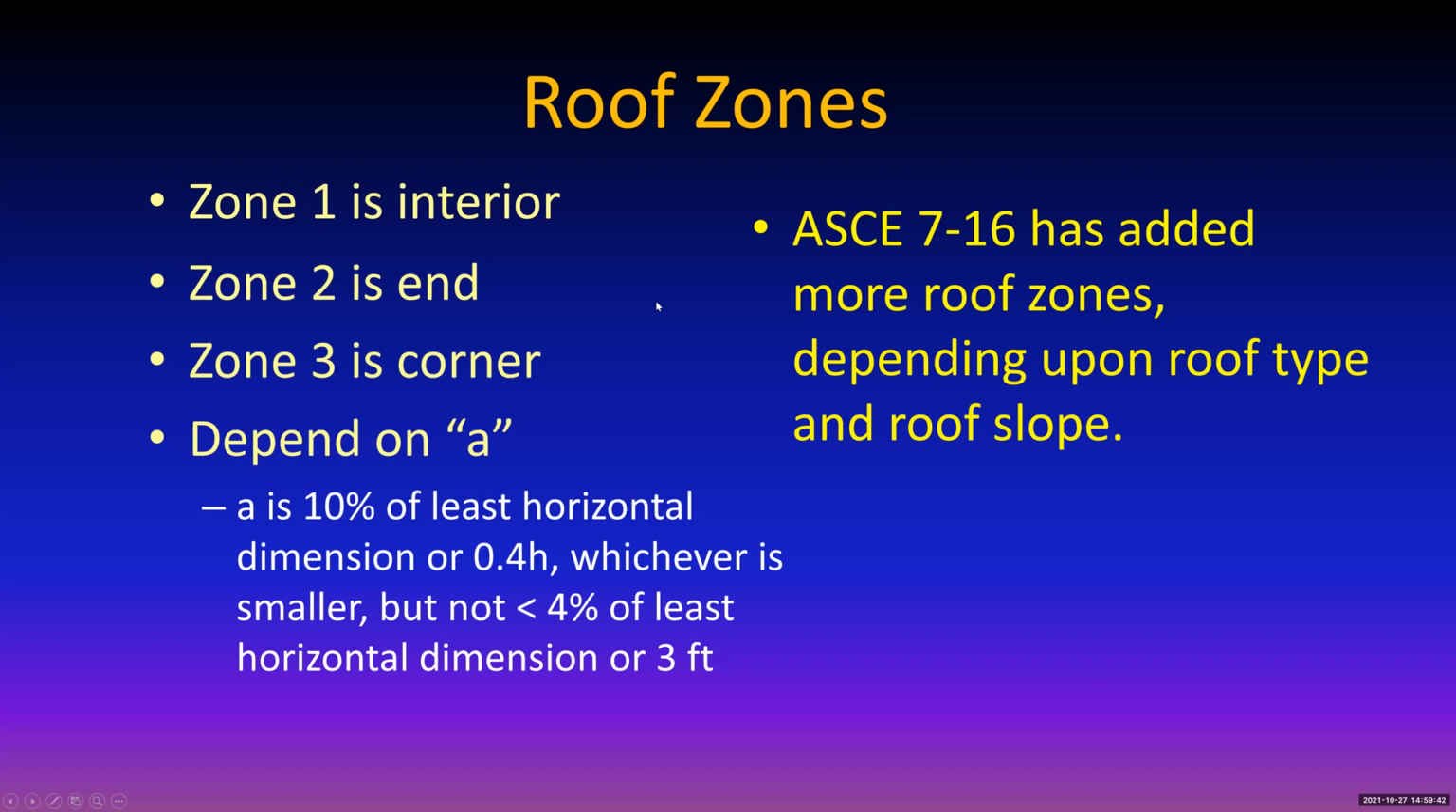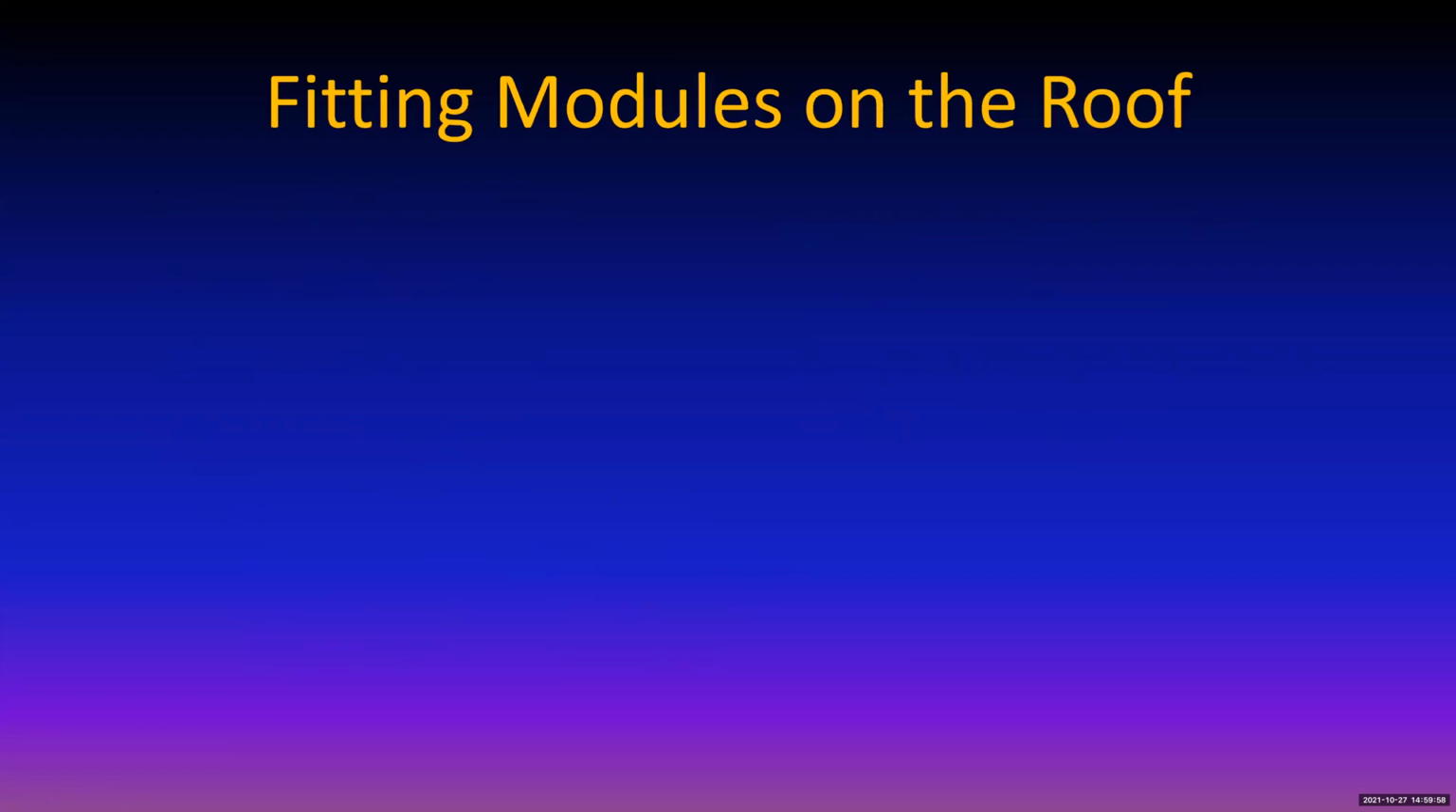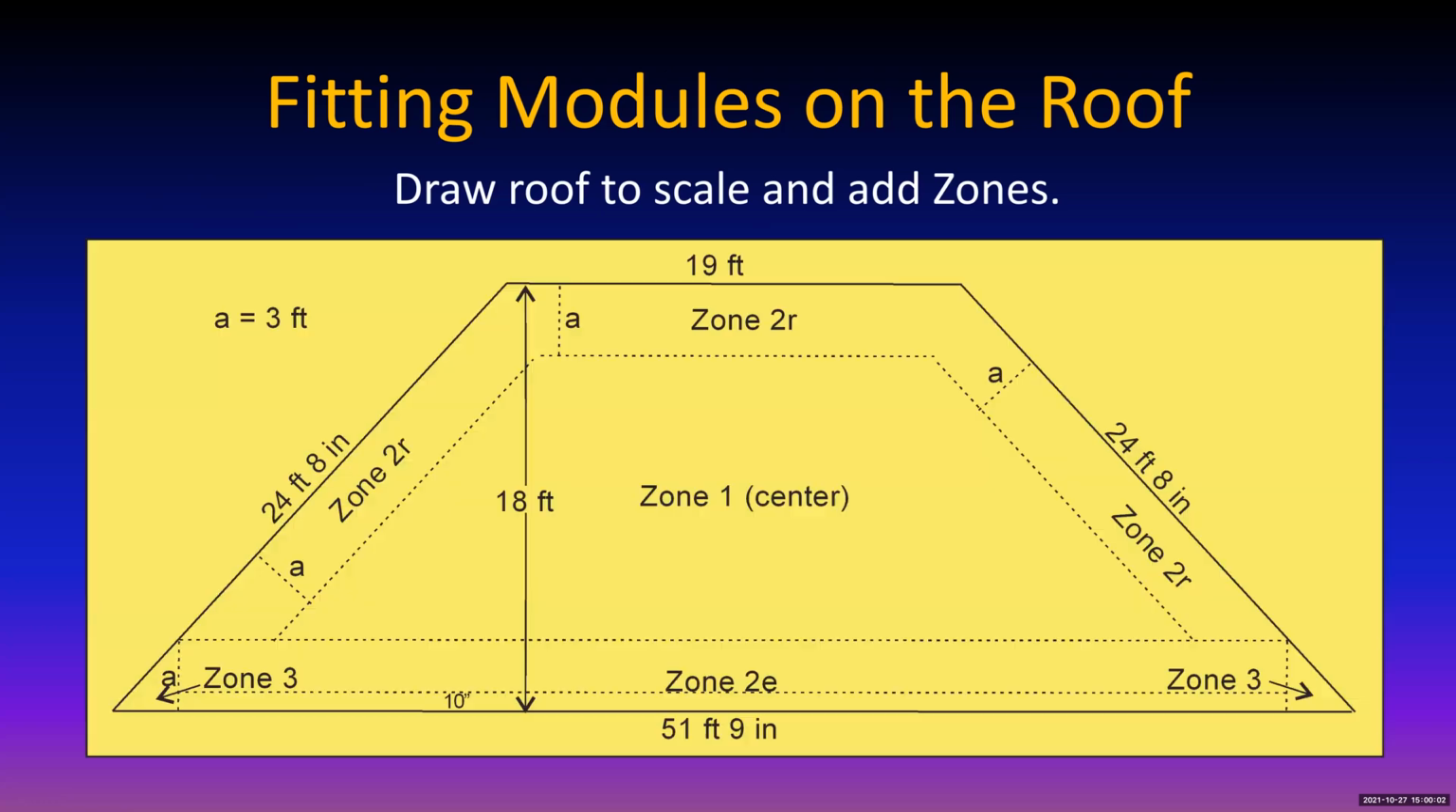And in ASCE 7-16, they finally recognized that solar is here to stay. So they have added a lot of good stuff in terms of calculating wind load on solar modules that you had to guess on in previous versions, the ASCE 7-10 and so forth. So when you're going to fit them on the roof, you'll generally draw the roof and you'll get all those dimensions down and you'll define the zones.